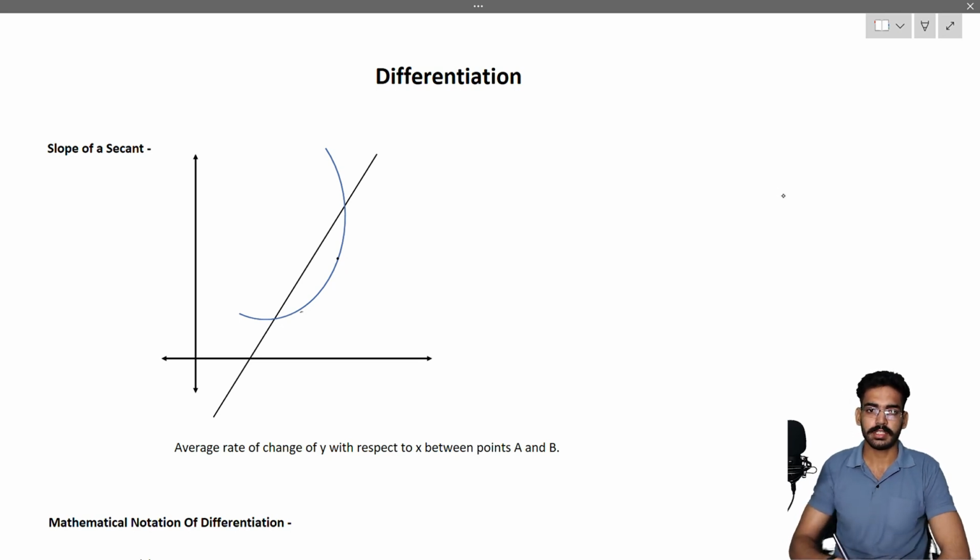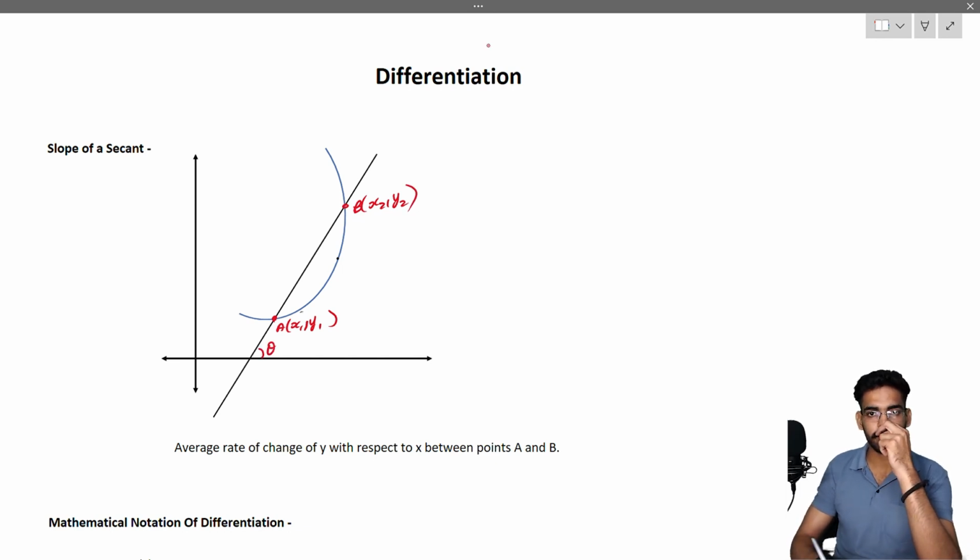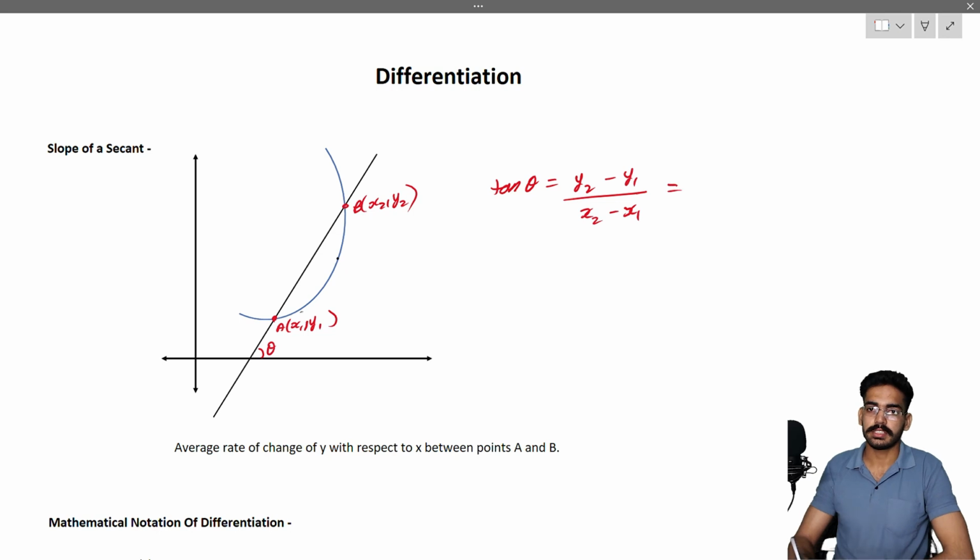Let's go ahead. I'm marking this point, let's say A, x1 comma y1, and this point I'm marking as x2 comma y2. And this angle, this slope is theta. So slope of this secant, what can I write? Tan theta is y2 minus y1 divided by x2 minus x1, right? This we have seen already. So I can say this is delta y by delta x. So what is delta y by delta x?